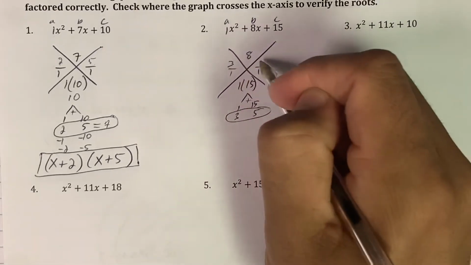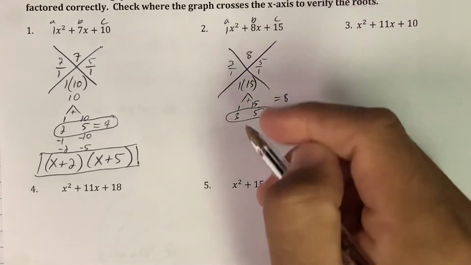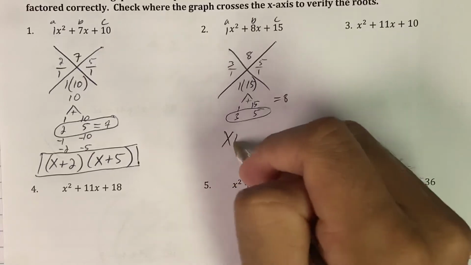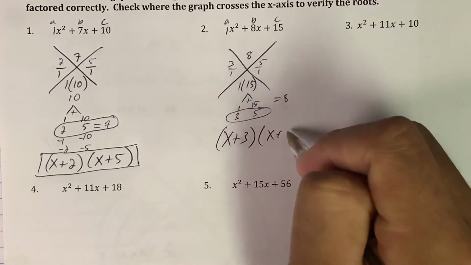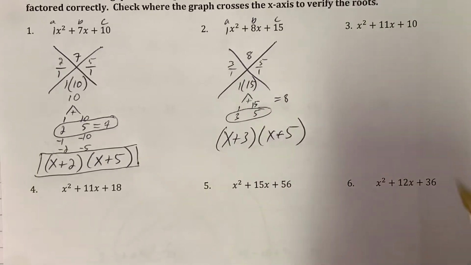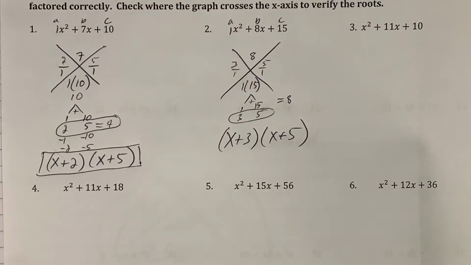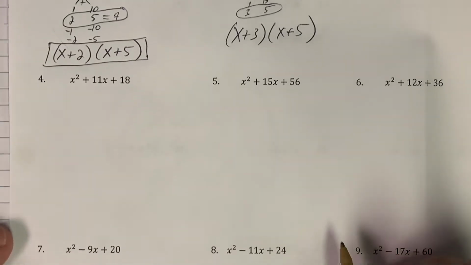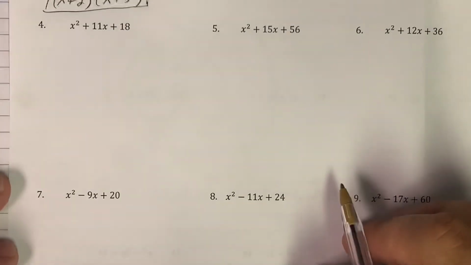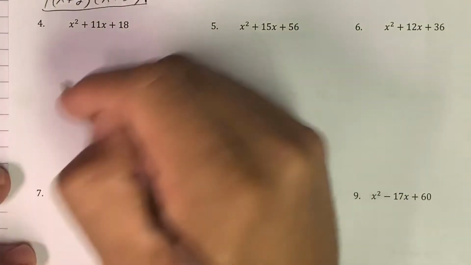So 3 goes here, 5 goes here. So this is positive 3, X plus 3. Positive 5, X plus 5. Right? So those are really easy. Right now it stays pretty easy. Okay? Going up, I'll do one more of those, right?